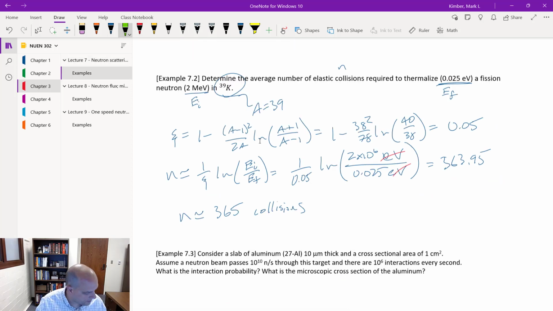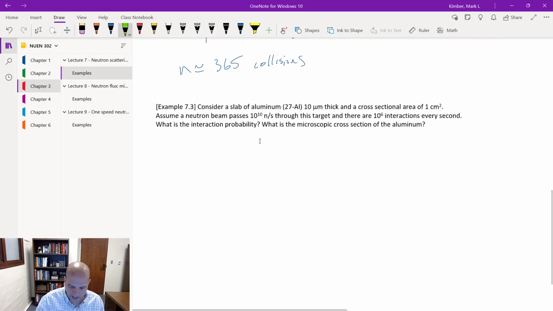So here in example 7.3, we're looking at a slab of aluminum, in this case aluminum 27. We know the thickness, that's our delta X. This is, by the way, basically 100% of the naturally occurring aluminum in this world, aluminum 27. So we know delta X, we know the cross-sectional area, so we know the volume of that aluminum target. We know the neutron beam passes this many neutrons per second through that target, and we know the reaction rate.